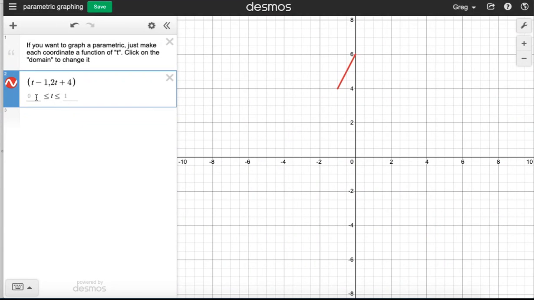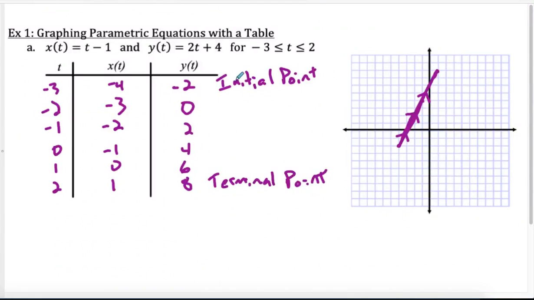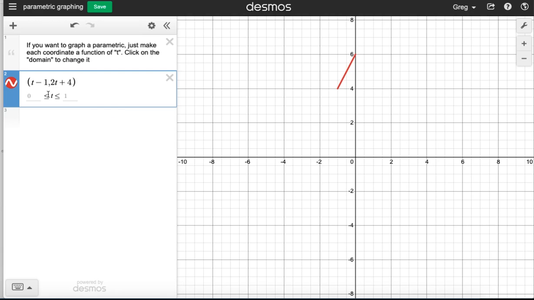And then automatically it pops up with the parameters for t. So again, we said we want to go from -3 to 2. So I would type in -3 up to 2. And I can see that line shown on the graph.